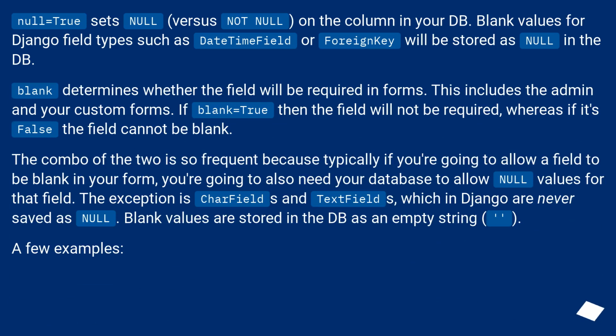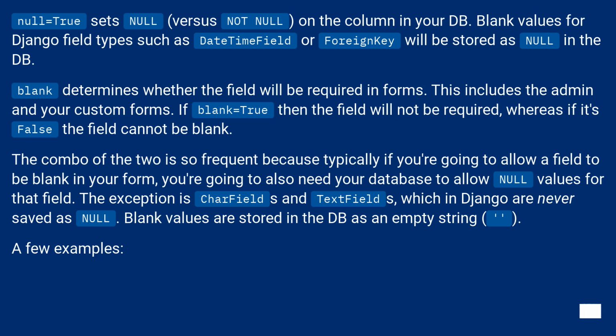Null equals true sets null versus not null on the column in your DB. Blank values for Django field types such as datetime field or foreign key will be stored as null in the DB. Blank determines whether the field will be required in forms. This includes the admin and your custom forms. If blank equals true, then the field will not be required, whereas if it's false, the field cannot be blank.